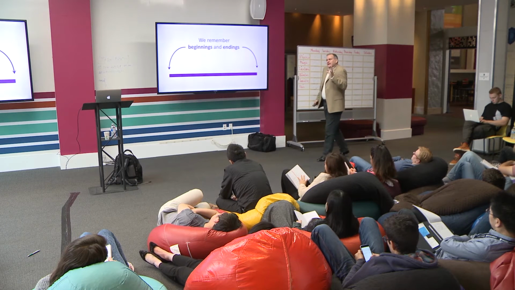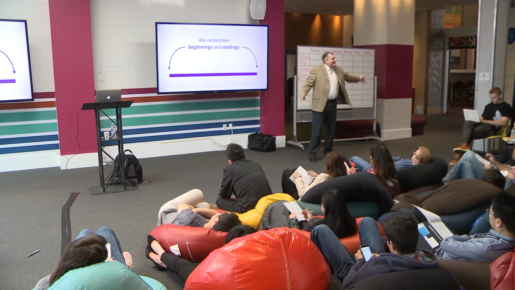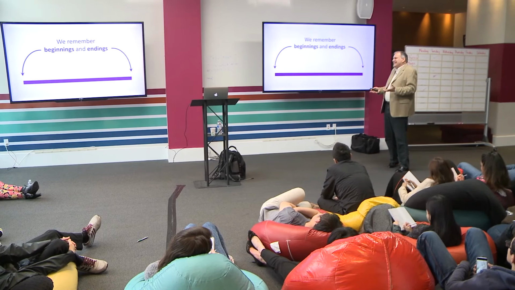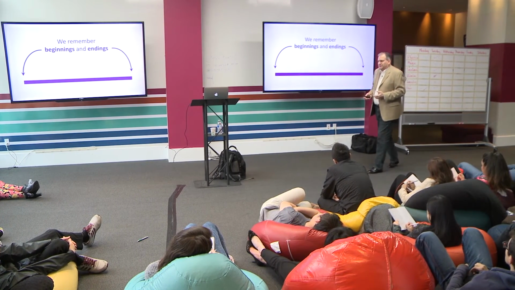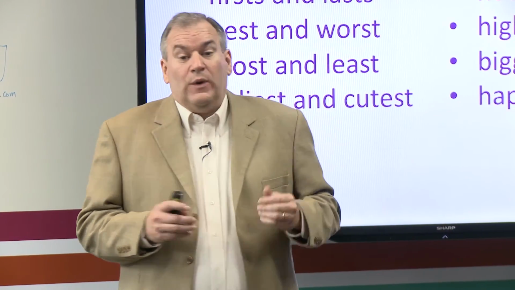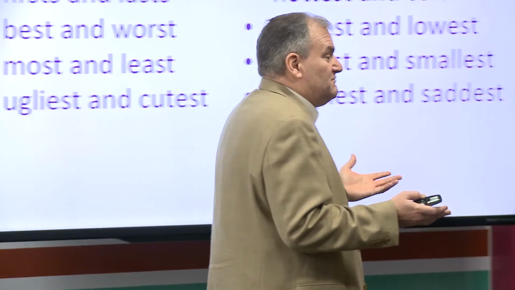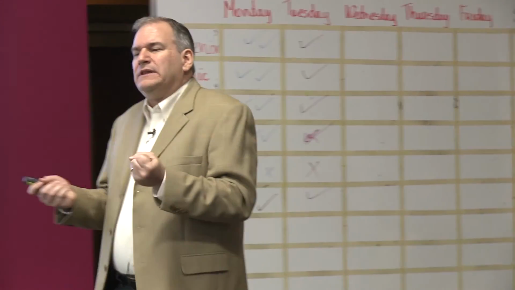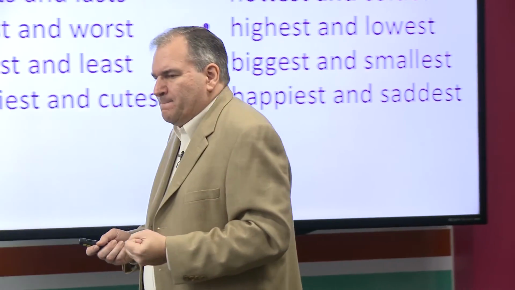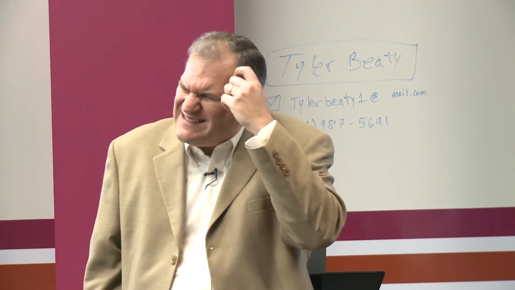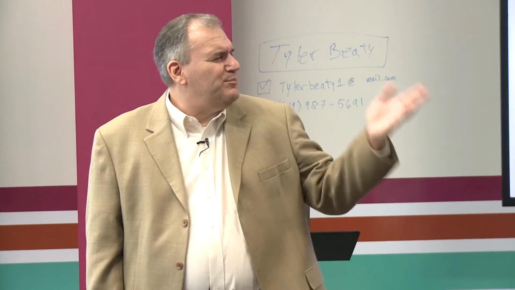Memorable. Here's what we know about our memories. We remember beginnings and endings, and we don't remember middles. We remember firsts and lasts. We remember our first kiss, not so much the 27th. We remember the last time we saw somebody. When you haven't seen a friend for a long time, what's the first thing you ask? How have you been? Or, when was the last time we saw each other? Oh, it was at that party.